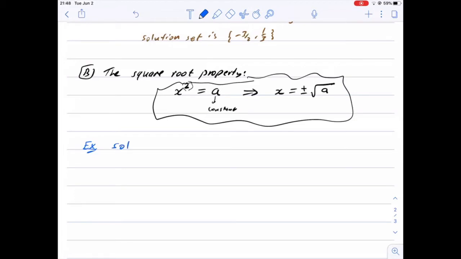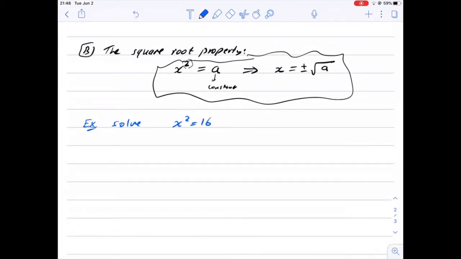For example, if we want to solve x squared equals 16, now we can apply the square root property. So we write x without the square and we replace this with plus or minus the square root of the right hand side of 16. What is the square root of 16? It's 4. So we have two solutions, 4 and negative 4. So this is the solution set.